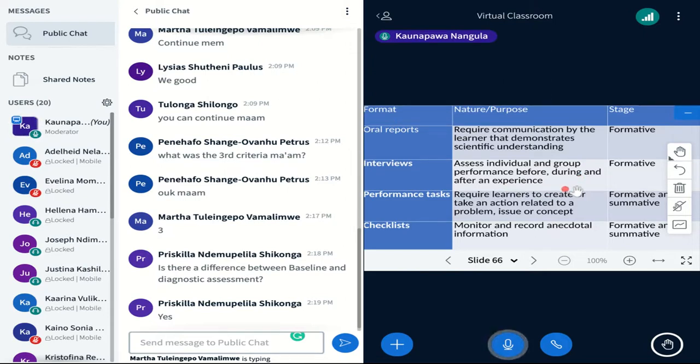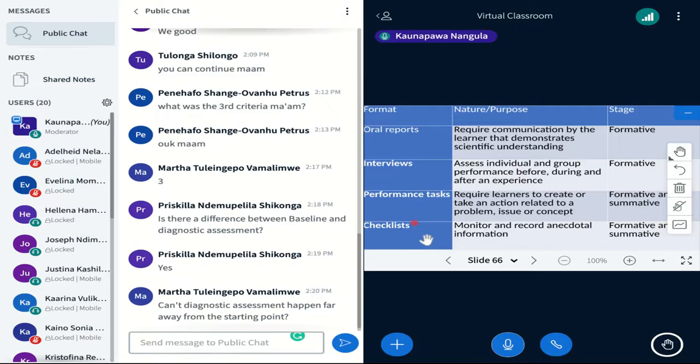And then moving on, we have got interview, which assesses individual or group performance before, during, and after an experience. Okay, you can use interviews, and this could be considered as formative. And then we have got performance task, which requires learners to create or take an action related to a problem, issue, or concept. All right, so performance task can be both formative and summative.